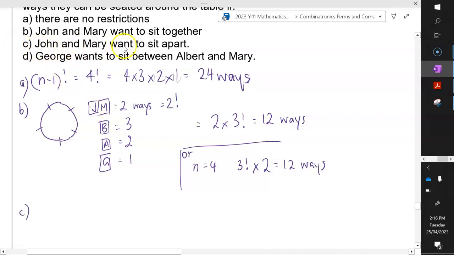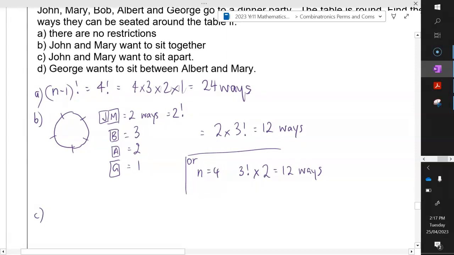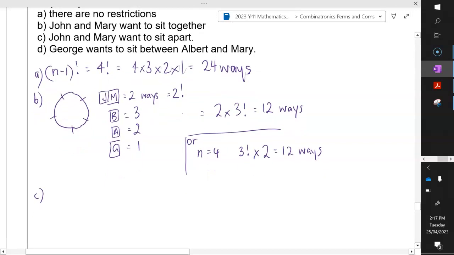Okay, part C. What can we do if John and Mary want to sit apart? Okay, so if they want to sit apart, that means they cannot sit together. So there's a couple of ways we can look at C. When John and Mary want to sit apart, like I said, it's total number of ways that they could sit minus the number of ways they can sit together. Because if you think back to how you think of probability, sitting together and sitting apart, they're all your options.